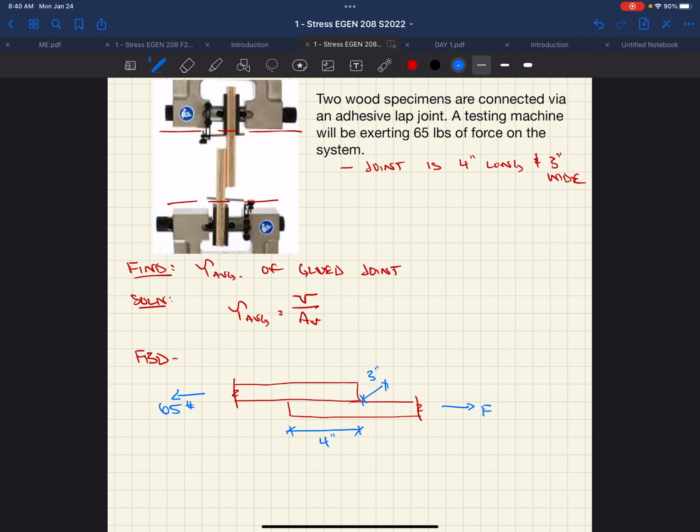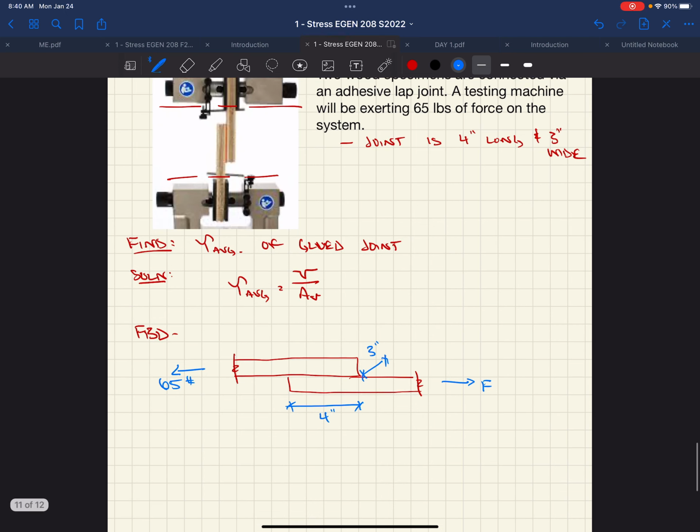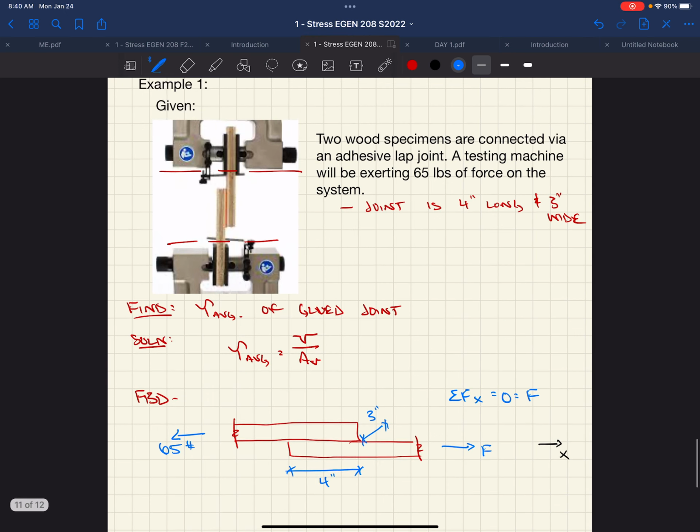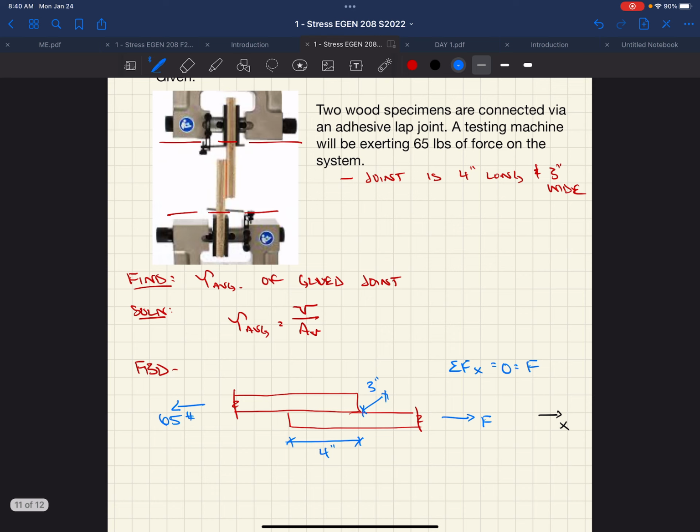Well, we want to know what F is. Well, I think it's fairly straightforward at this point, right? We have one equation, sum of the forces in the X. Can't forget our coordinates here, right? I'm going to say positive to the right. We know that sum of the forces in the X have to equal 0. Well, F is positive. It's acting in the direction we assumed is positive in our free body diagram. 65 pounds acts in the opposite direction. Well, that's pretty straightforward. F now equals 65 pounds, right?